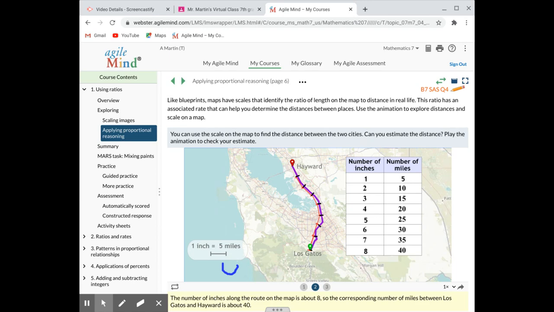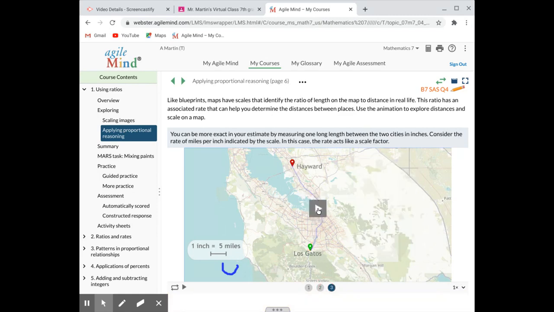All right. So Page 27. Number 3. There are many ways you can use a scale on a map to find out the distance between places. Suppose you wanted to find out the distance from Los Gatos to Hayward, California. The map scale is the ratio of 1 inch to 5 miles. What is the method of finding the total distance between the two locations? Describe your method.